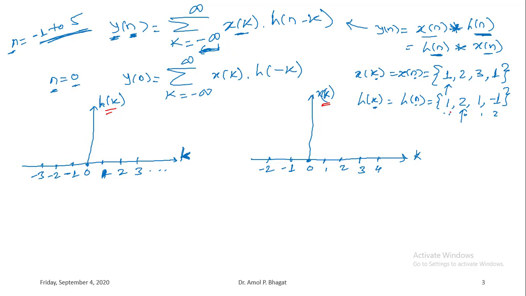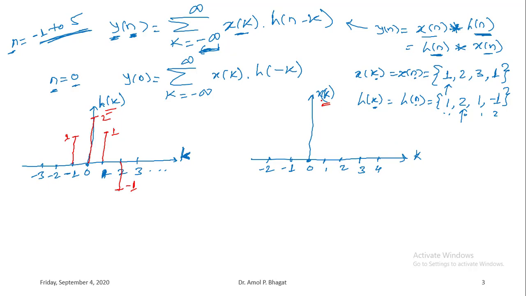So h of k at -1 it is 1. At 0 it is 2, right? At 1 again it is 1. And at 2 it is -1. So that is h of k, right?